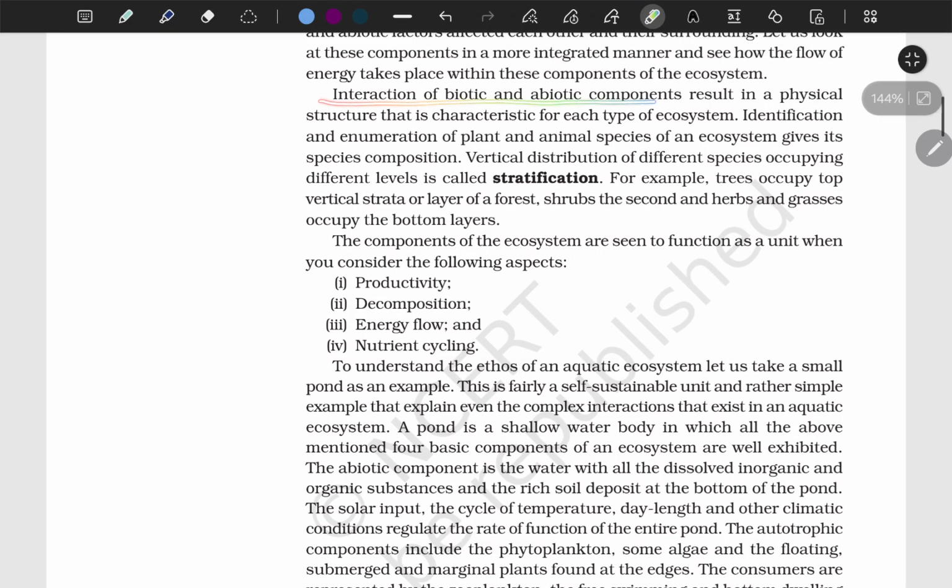Interaction of the biotic and abiotic components results in a physical structure that is characteristic for each type of ecosystem. Identification and enumeration of the plant and animal species of an ecosystem gives its species composition. Vertical distribution of different species occupying different levels is called stratification. For example, trees occupy the top vertical stratum or layer of the forest, shrubs the second, and the herbs and grasses occupy the bottom layers.